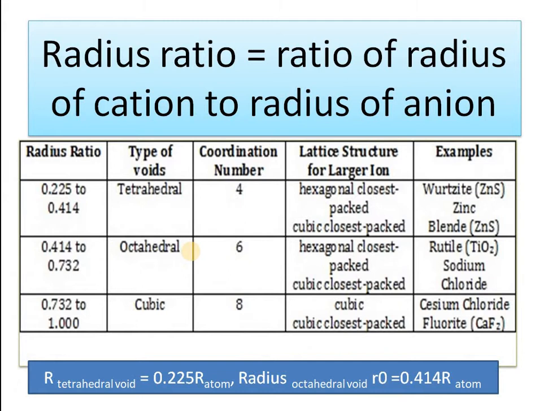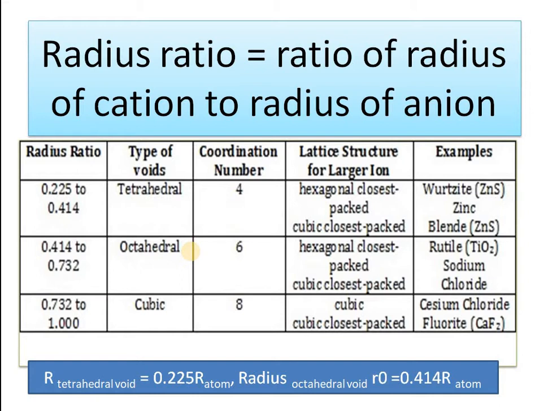Now the next topic is a very important topic, that is radius ratio. Radius ratio is the ratio of the radius of the cation to the radius of the anion. You know that the radius of the cation is normally smaller than that of the anion. So normally this ratio lies between 0 and 1. It cannot exceed 1. Depending upon the ratio, you will find different structures.